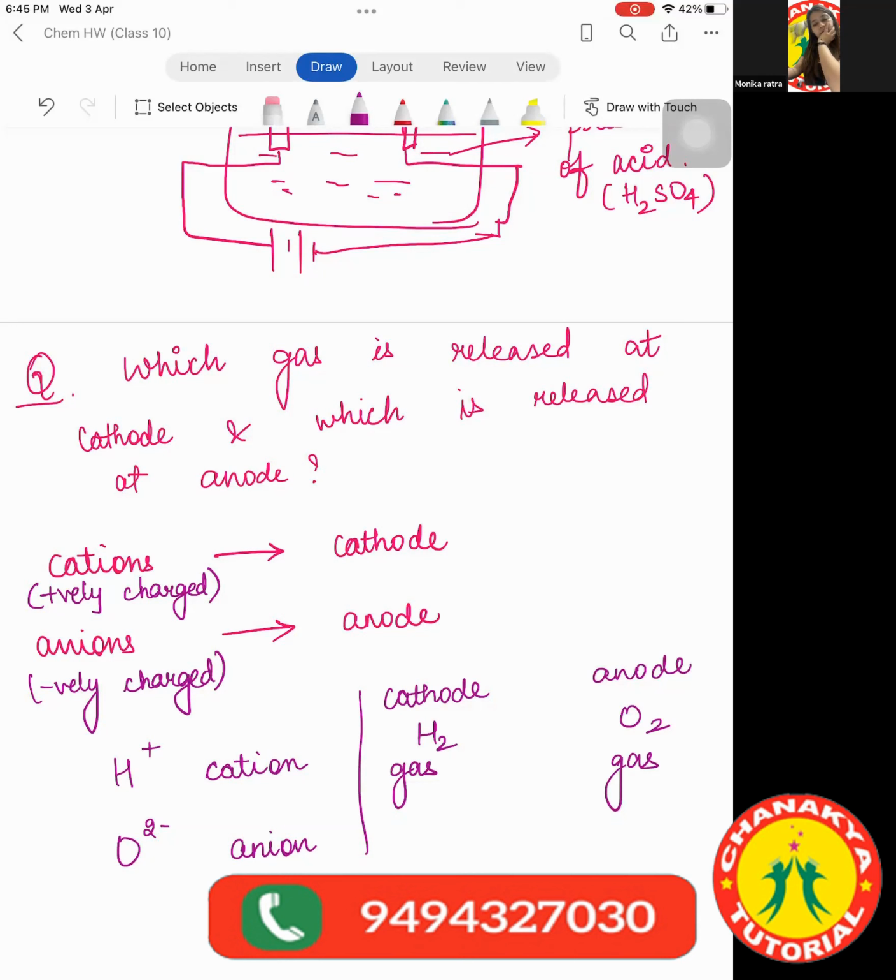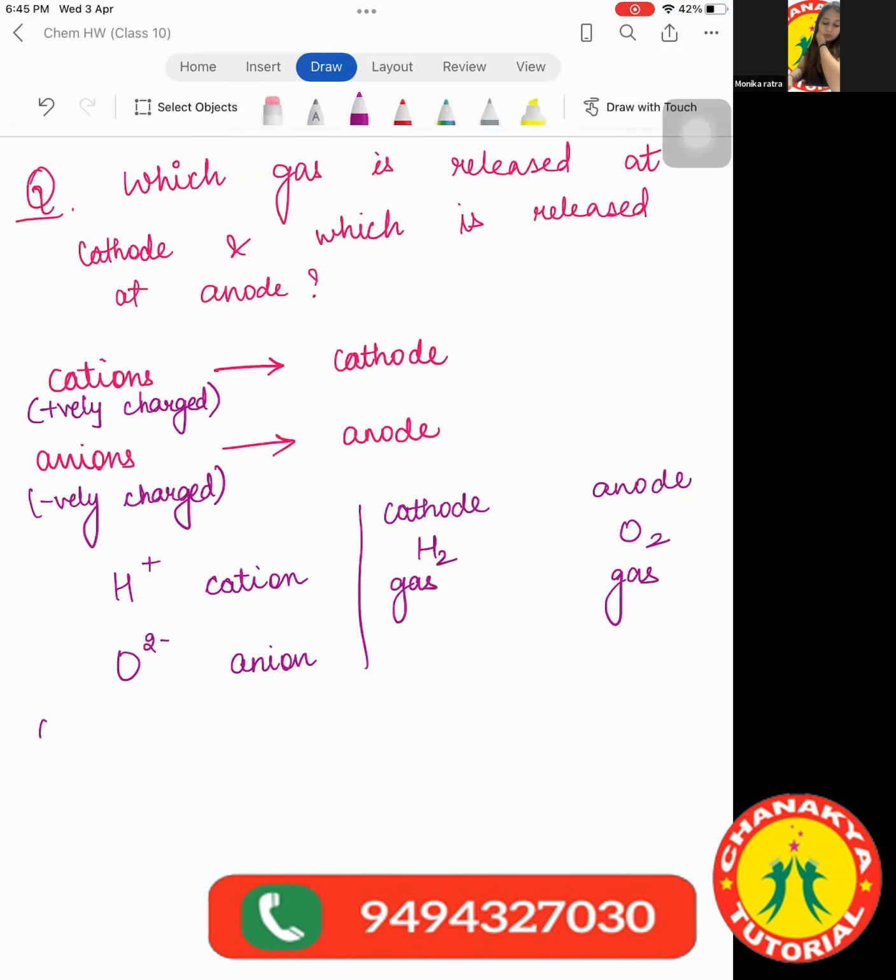Yes or no? Any doubts still here? Okay. Then there is another question which comes in the paper related to this particular reaction only. The question is of NCERT, so I'll just write the exact question of NCERT.